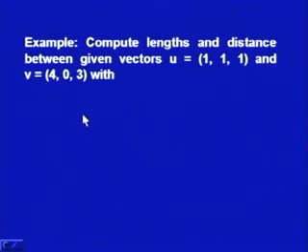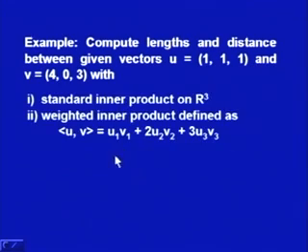Now, let us illustrate this with an example. Compute the lengths and the distance between the given vectors u = (1, 1, 1) and v = (4, 0, 3), with the standard inner product on R3 and with the weighted inner product defined as the inner product of u and v equal to u1 v1 plus twice u2 v2 plus thrice u3 v3.